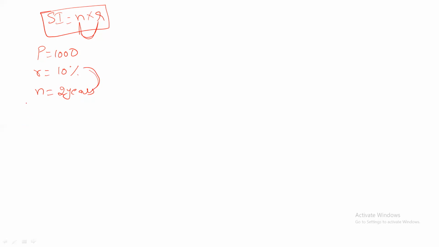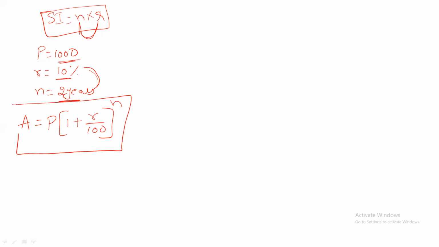First I will tell you the formula for calculating compound interest. Here is the principal amount, rate of interest and number of years, and the total amount in compound interest is calculated using the formula: Amount is equal to P into 1 plus R by 100 whole power n. This is the formula to calculate the total amount generated in compound interest. I hope you all know this. P is the principal amount, R is the rate of interest, and n is the number of years.